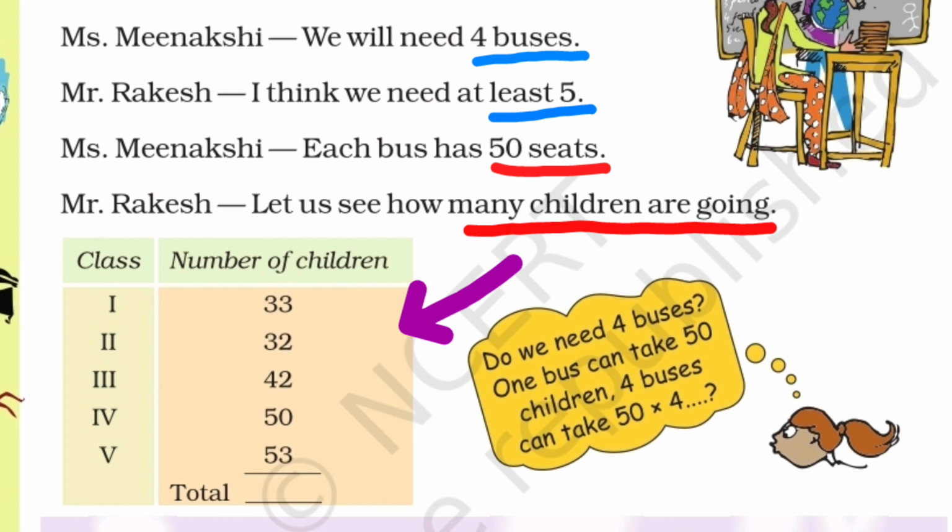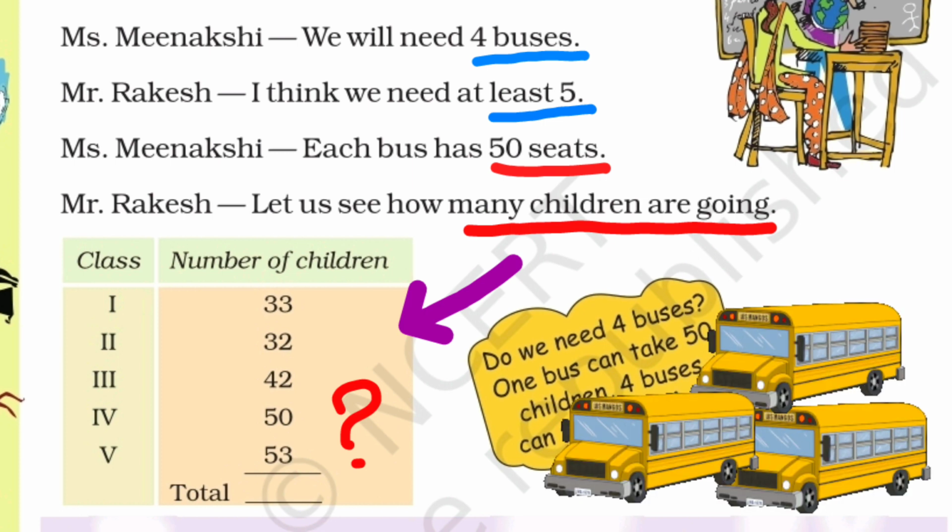Now they have taken a list from each class of how many children are coming on the trip, and they are going to find out how many buses are needed. Each bus has 50 seats. Next we are going to calculate how many students there are in total, how many buses are needed, and whether the buses will be enough for all children.